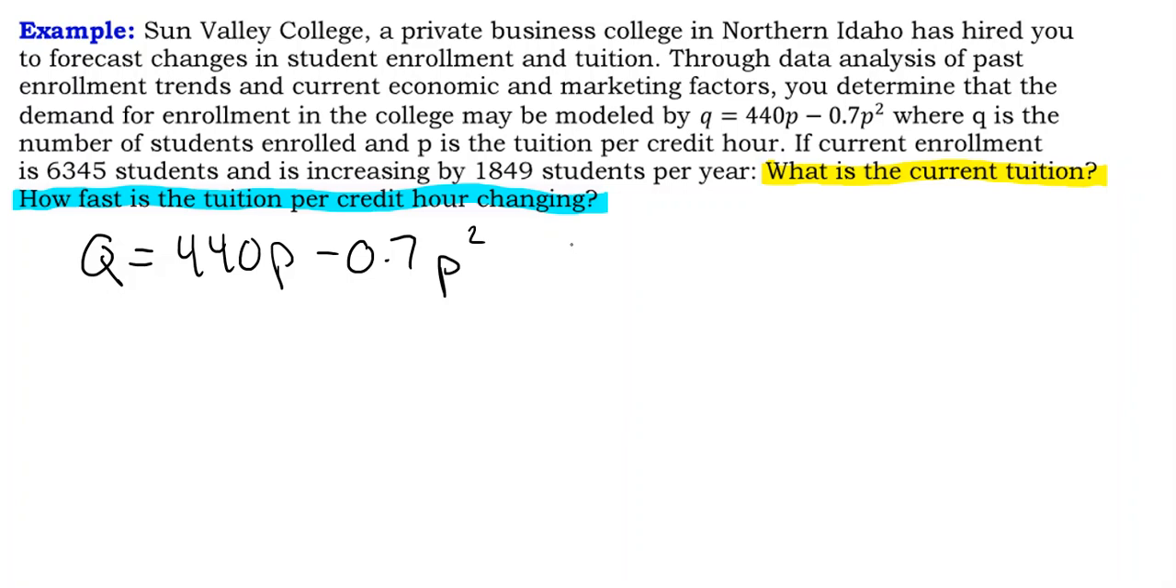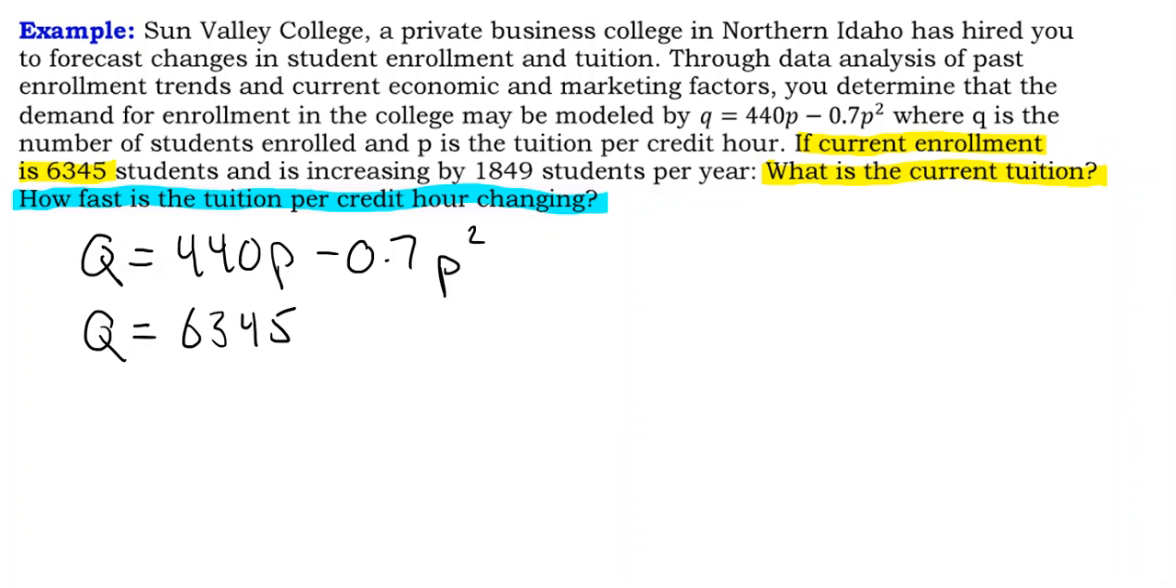Now, remember, with a related rate problem, we need to be given a fixed number or a constant, and we need to be given some type of a rate of change. So in the next line, it tells us if the current enrollment is 6345. So that would be the number of students, or Q, right now. Q is 6345. That's a fixed number. That is occurring right now. It's not changing.